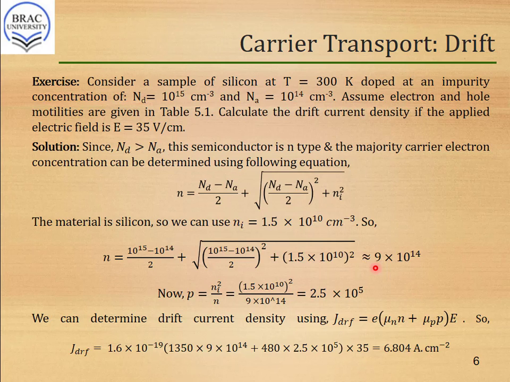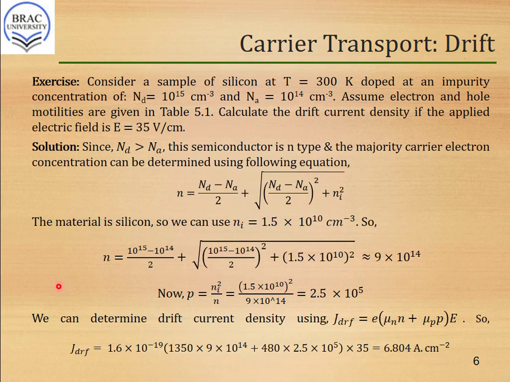As we know the value of electron concentration, we can easily determine the value of hole concentration. The formula is hole concentration is equal to the square of the intrinsic carrier concentration divided by electron concentration. As this is an N-type material, obviously the electron concentration will be much higher than the hole concentration. As you can see here, the electron concentration we have found is in the order of 10 to the power 14, but the hole concentration is much lower than that. It is in the order of 10 to the power 5. So the hole concentration is ultimately 2.5 into 10 to the power 5 per centimeter cube.